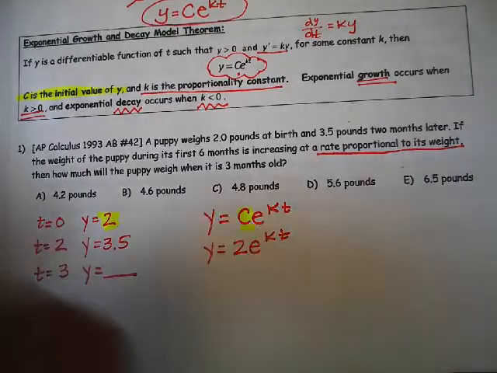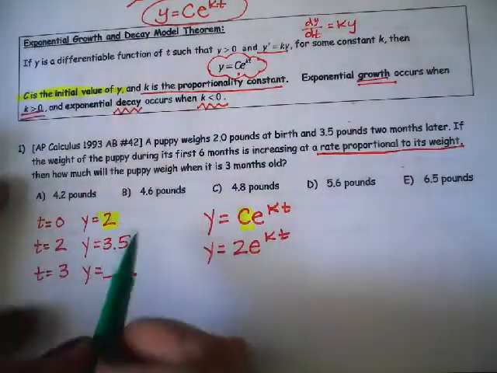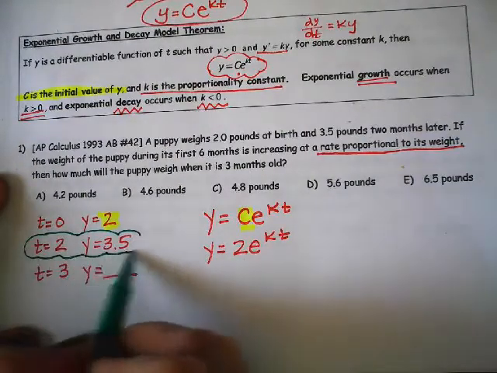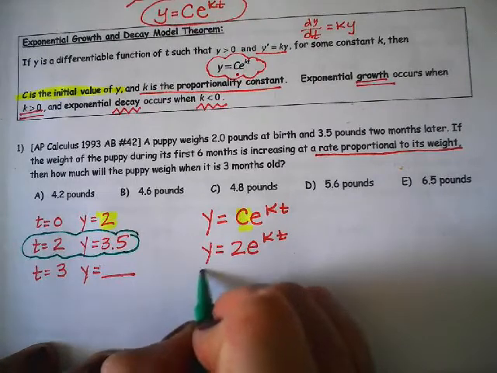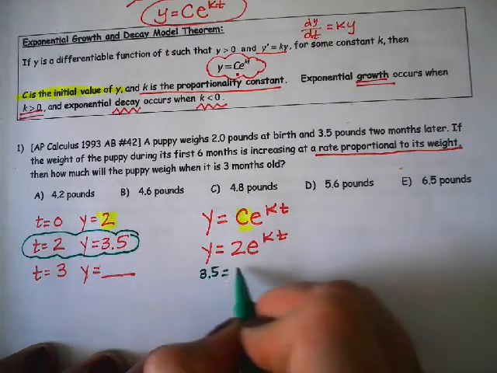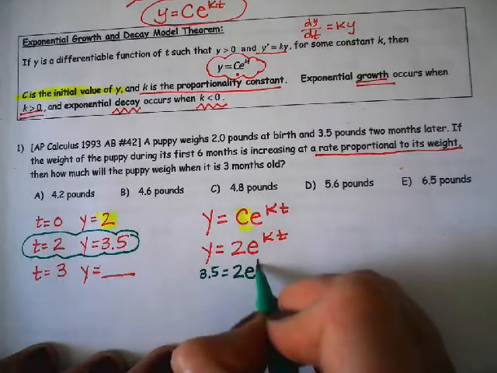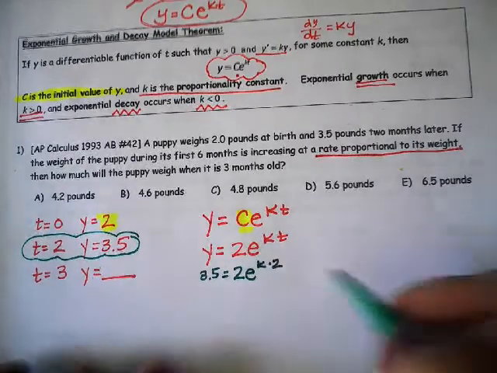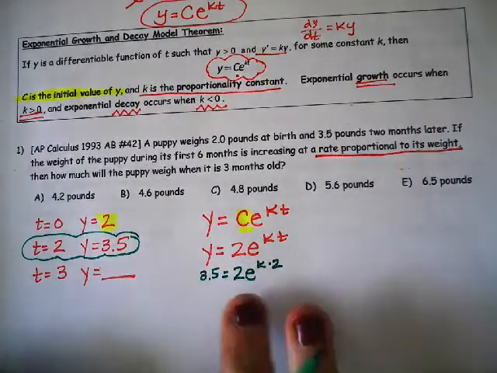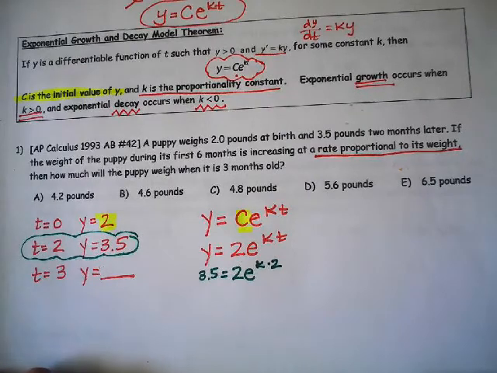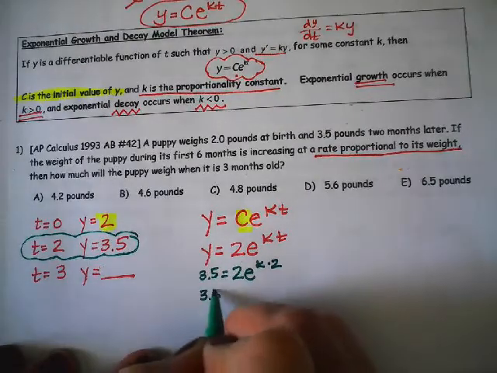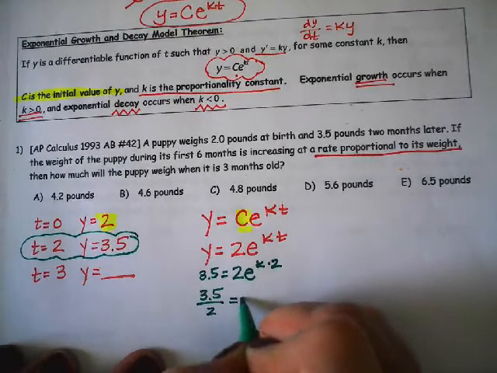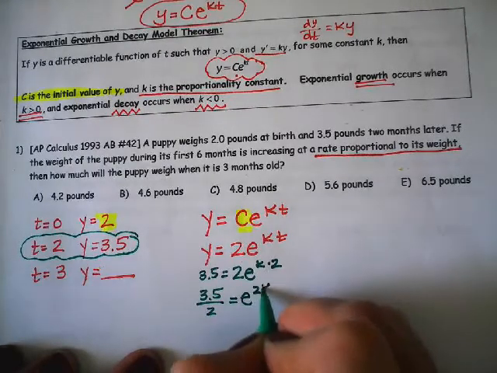So I'm going to use this piece of information right here to help me solve for K. I'm going to say at this certain time when Y is 3.5, I don't know what K is, but the time was 2. Let's use this equation and solve for K. To do that, I'm going to divide both sides by 2. So I have 3.5 divided by 2 equals e to the 2K.